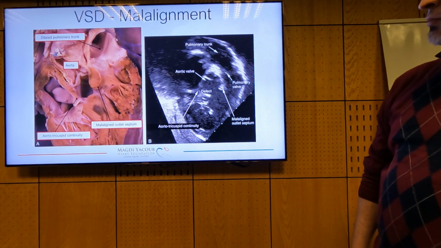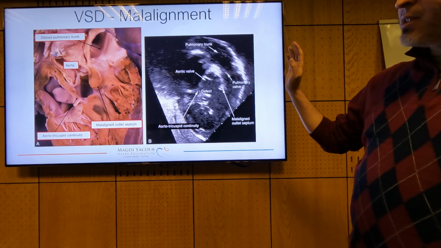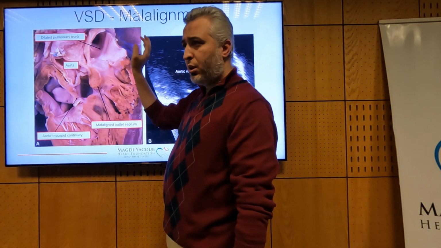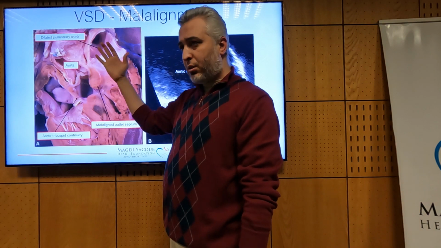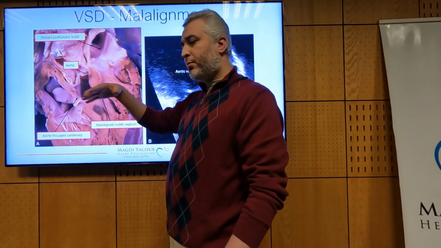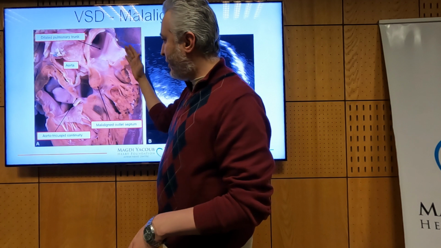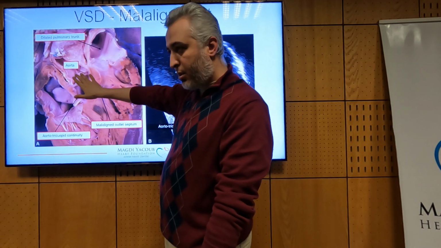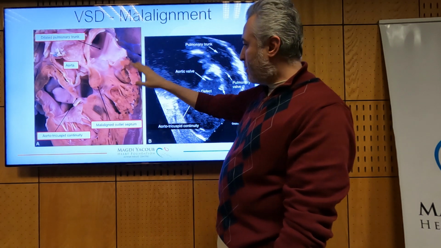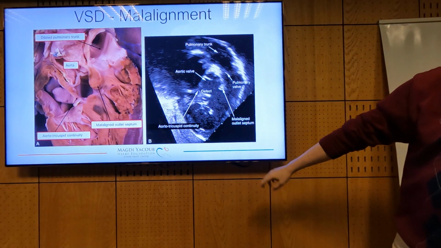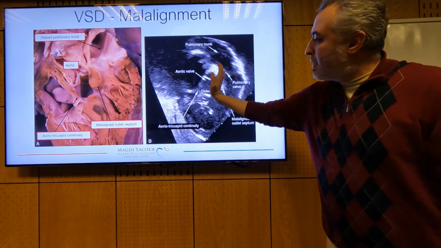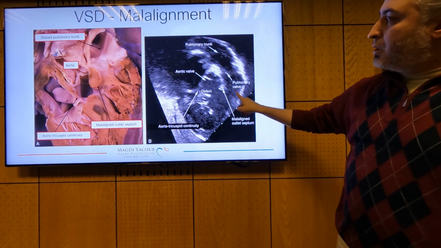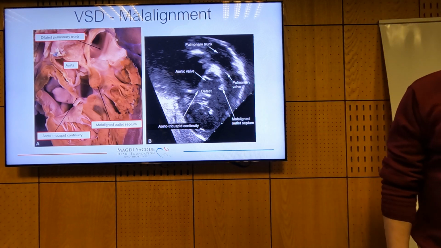You can have a malalignment VSD, which is very similar but without actually causing RVOT obstruction. So this anterior malalignment was not severe enough to reach the free wall of the right ventricle, and so the VSD and overriding aorta are still there, but there's no pulmonary stenosis. And then again, you get the same view here. So this is the VSD with the anterior deviated conal septum. This is aorta above the RV, but also the RVOT.